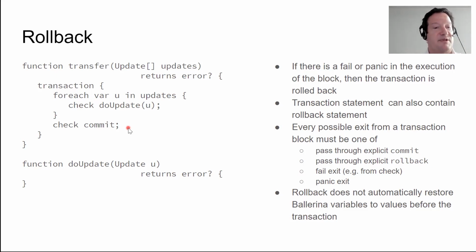So whatever you do, you've got an explicit commit, or you've got a check fail, or a panic. In the commit case, the transaction will be ended with a commit. In the other cases, it will be ended by a rollback. So we guarantee at compile time that the transaction is properly bracketed. But note the rollbacks I mentioned: we don't have transactional memory here. Rollback doesn't automatically restore Ballerina variables to previous values or anything like that. All it does is tell the transaction manager to roll back.